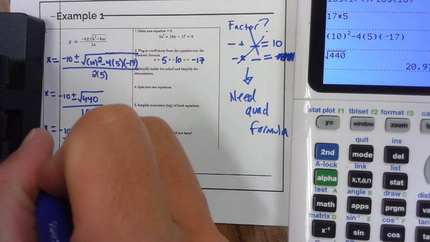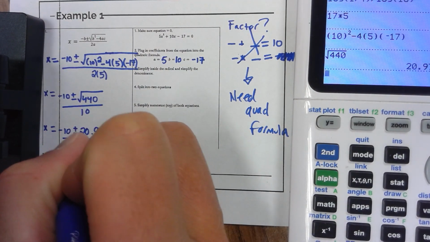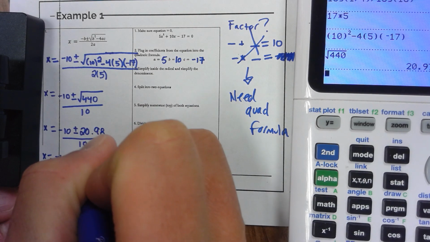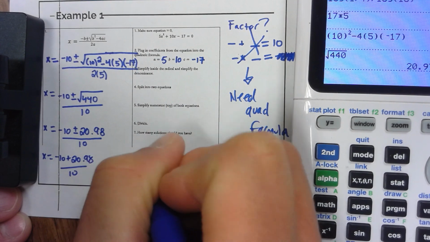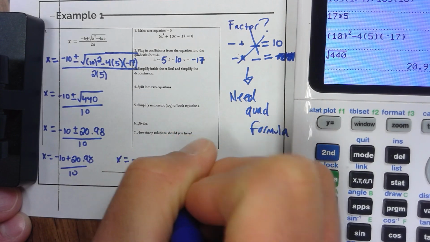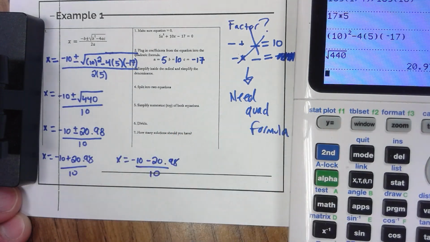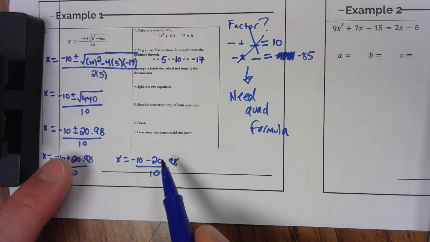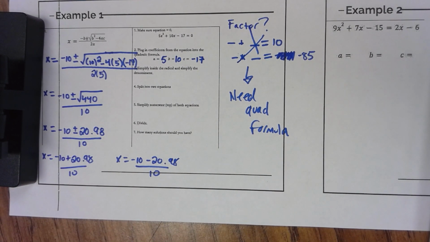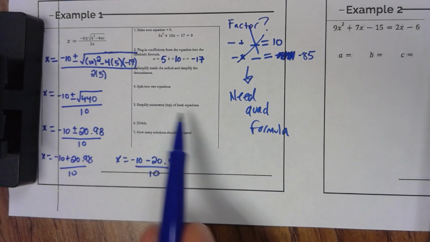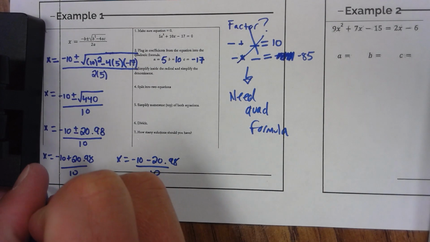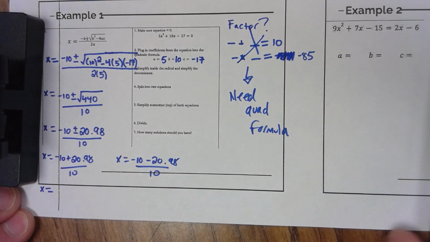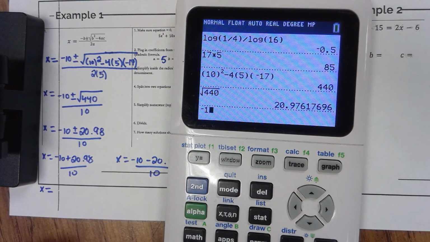So this is x equals negative 10 plus 20.98 divided by 10, and x equals negative 10 minus 20.98 divided by 10. And so now we just need to work to simplify both of these to get to our final numerical answer. First, we need to simplify the numerator, meaning we need to do the addition or subtraction, and then we can divide. So negative 10 plus 20.98.